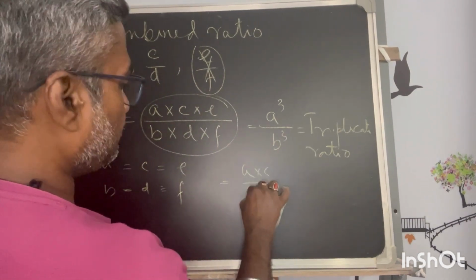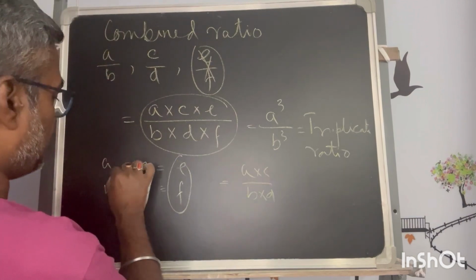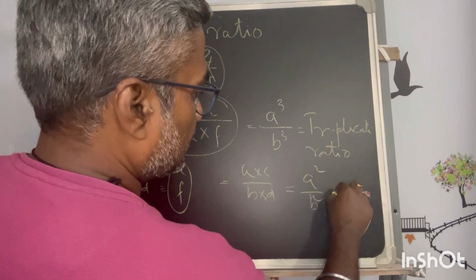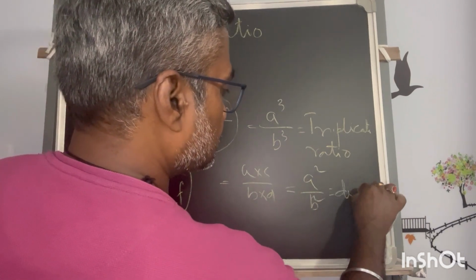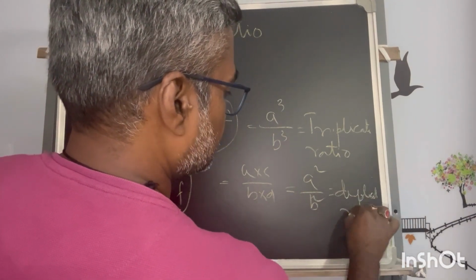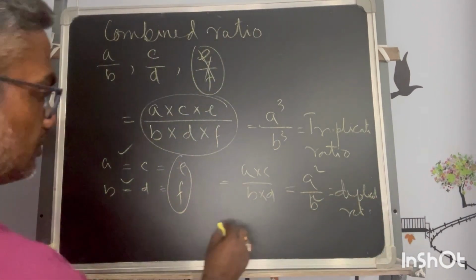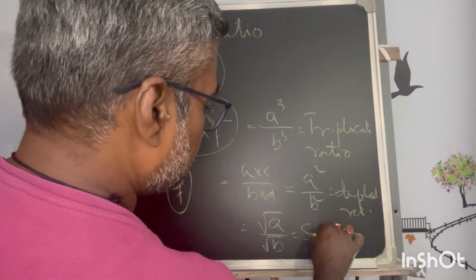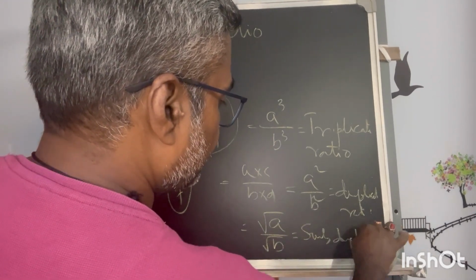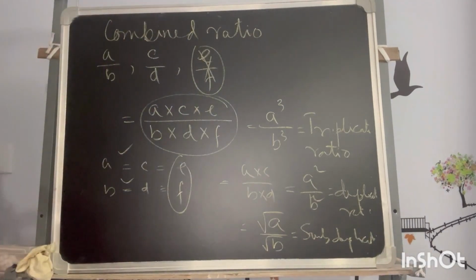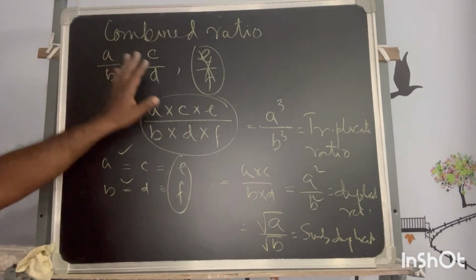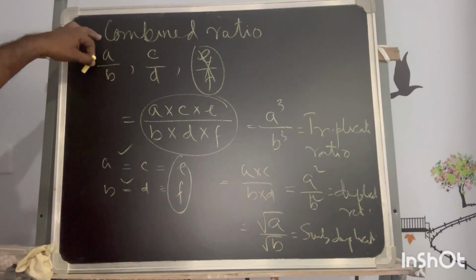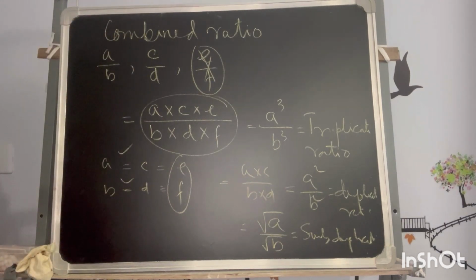Now instead of three, if it is not there, then this may also be a into c and b into d, and if this condition applies, then this will be a square over b square, and this is called the duplicate ratio. Another kind of ratio where if it is root a by root b, then it is called subduplicate. Okay, if you find something like that, this is subduplicate ratio. So these are the few varieties of ratios that come under the combined ratio that can be learned.